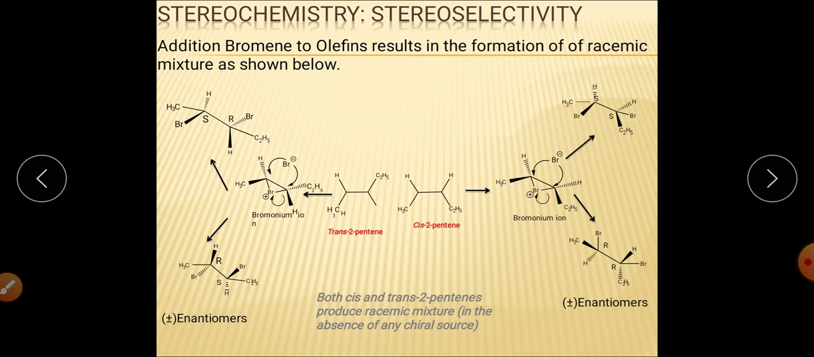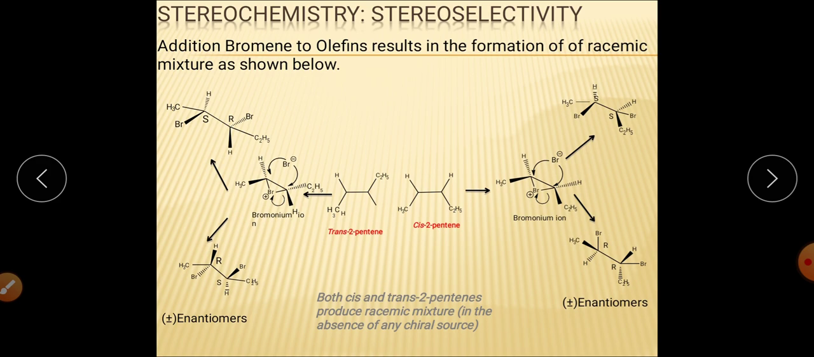Here on the screen you can see the stereochemistry of this particular reaction. For example, here you have cis-2-pentene and here you have trans-2-pentene, and both are undergoing the bromination reaction with bromine. You can see this is the bromonium ion synthesized from cis-2-pentene. These two, the CH3 and C2H5, are now above the plane. Both are on the same side, and the bromine will now attack from the opposite side.